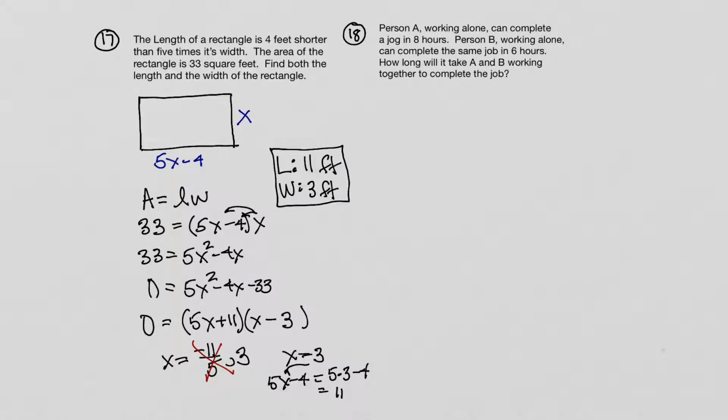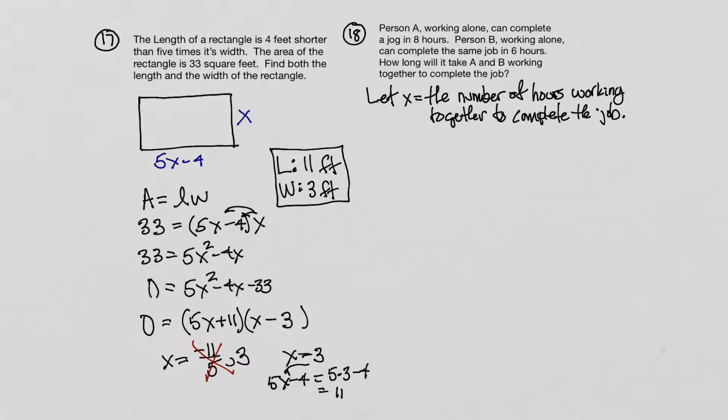We have it. Problem 18 is a work problem, and we'll solve it this way. We've got person A can do this job in 8 hours, and person B, working alone, can do the same job in 6 hours. Now, if you put these together as one person, how long would it take them to complete the job? So what we're going to do is let x equal the number of hours working together to complete the job.